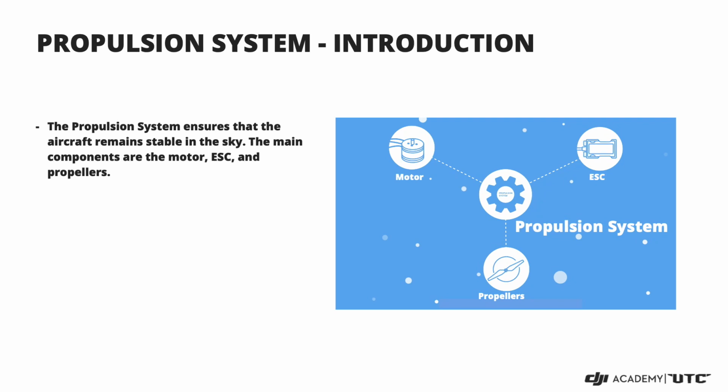Propulsion system includes ESC, motor, and propellers. It's like the engine and wheels of a car. Take multi-rotor UAV as an example. The aircraft can ascend, descend, go forward, backward, or even hover in strong wind by adjusting the speed of each propeller.